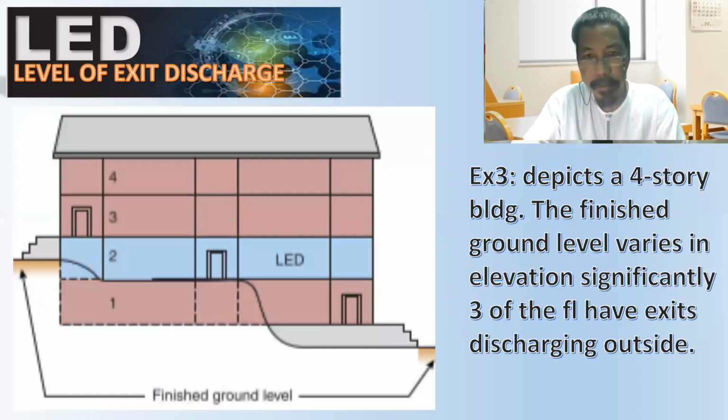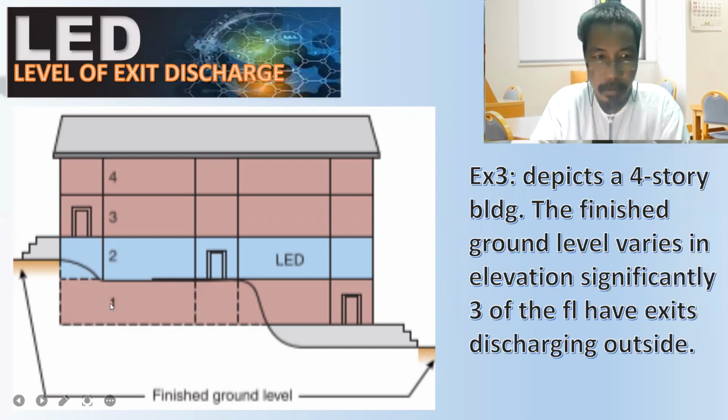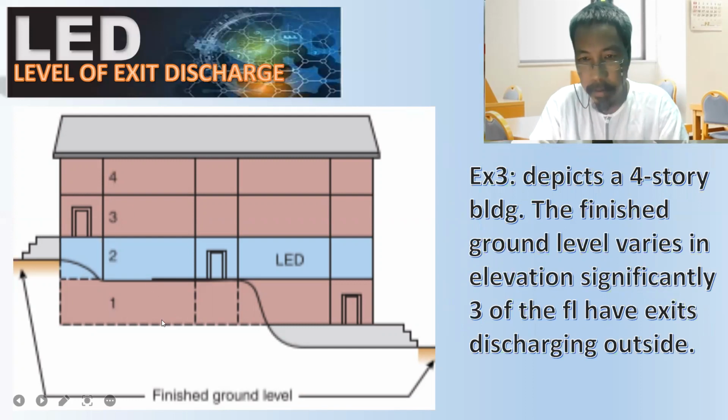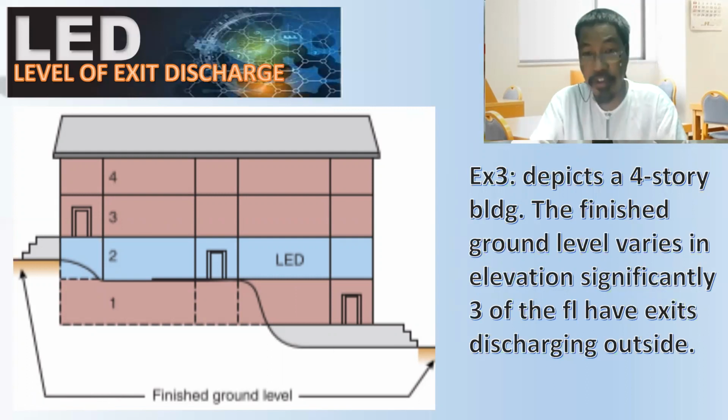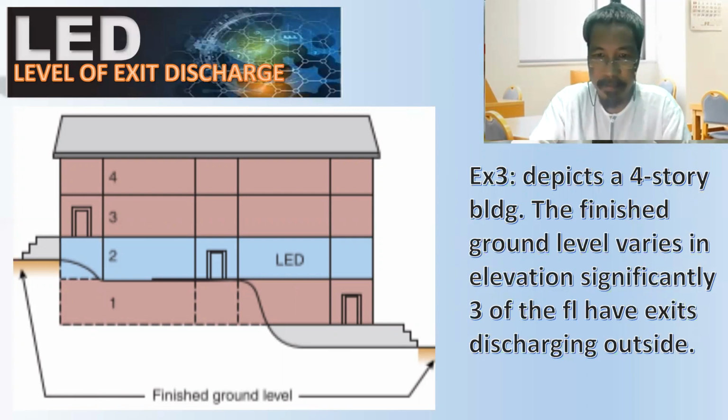Example number 3. This picture depicts a 4-story building, as you can see, 1, 2, 3, 4. But now there are 3 exits, one from the third floor, one from the second floor, and one from the first floor. So there are 3 exits. The finished ground level varies in elevation significantly. 3 of the floors have exits discharging outside.